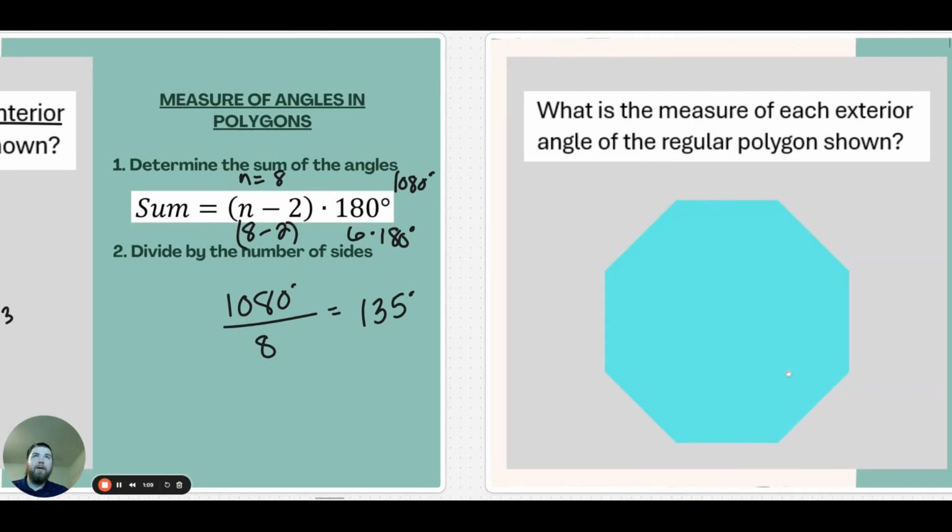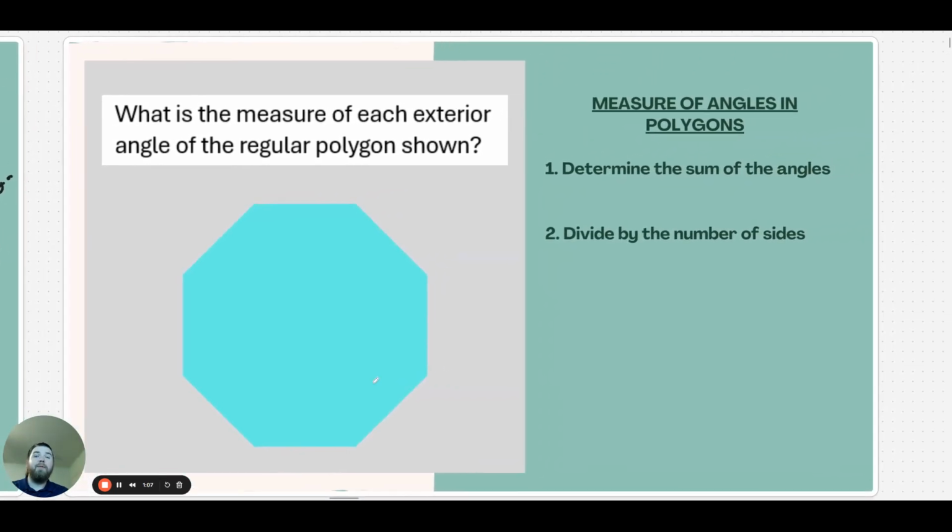Last one that we have here is we have got to find the measure of each exterior angle. Well, determine the sum of all the angles. This one here, we don't actually have to use the formula because the sum of all of the exterior angles is always going to be 360 degrees. It's always going to be that. And so then the same thing, we've got 8 sides here. So let's just take that and divide by the number of sides. So I've got 360 degrees and I'm going to divide it by 8. And when I do that, each angle is just going to be 45 degrees.